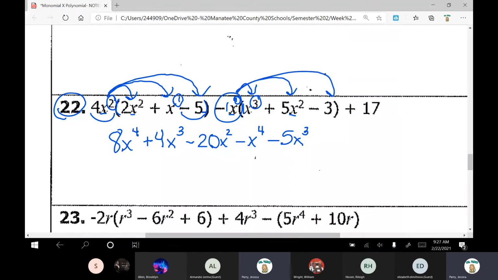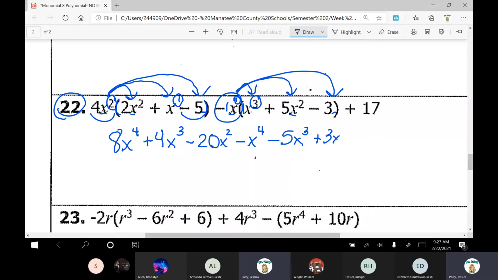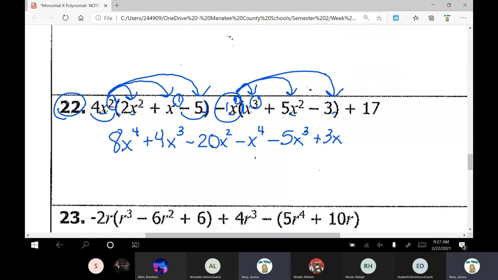And then our last jump, -1x times -3. -1 times -3 is +3. And then x times nothing else is just x. So that jump is done. And then we have this plus 17. Just bring it down. Plus 17. Okay, so yes, that's a lot of stuff we've got written down there. Let's start combining some things.